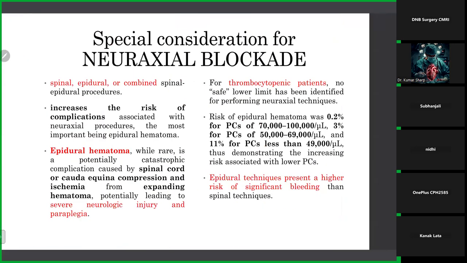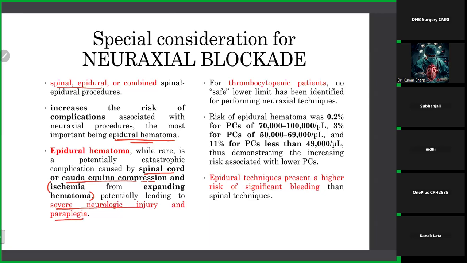There was a special consideration for this topic for a neuraxial blockade, that is the spinal, epidural or a combined spinal epidural procedure. In cases of anesthesia, there is an increased risk of complications associated with neuraxial procedures, most importantly the epidural hematoma. Epidural hematoma, while rare, is a catastrophic complication caused by spinal cord or cauda equina compression and ischemia from the expanding hematoma, which can lead to severe neurological injury and paraplegia.